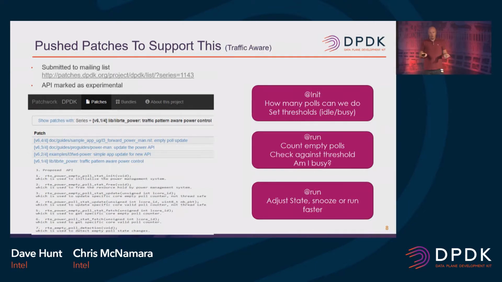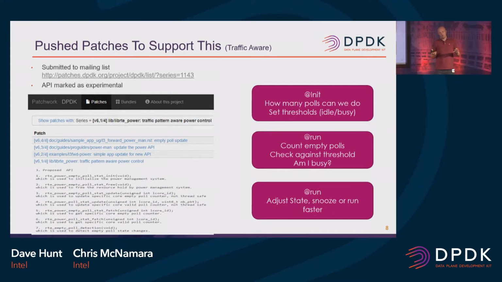And when you're running, as we saw in that previous graph, you start counting the empty polls, and you're checking against that threshold. As you get busier, your empty polls go to 0, and you can adjust your state based on that. So this is the general flow that we look to push with these patches, and we're looking for feedback and comments on them for 1811.